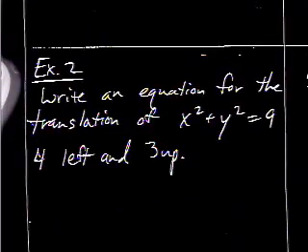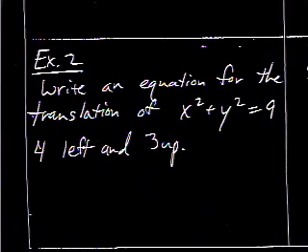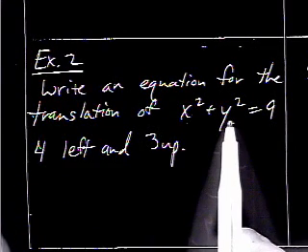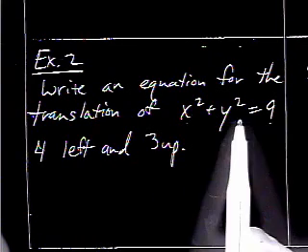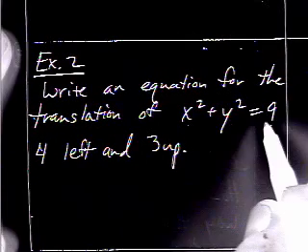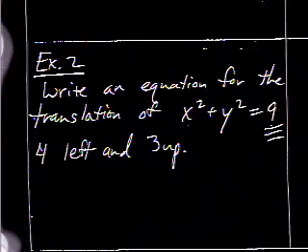All right, example two. Write an equation for the translation of x squared plus y squared equals 9, 4 to the left and 3 up. So in other words, I want to take this equation of this circle, which right now is centered at 0, 0, with a radius of 3. And I want to move it 4 to the left and 3 up. Will that change the radius? Absolutely not. So this number is going to stay where it is.